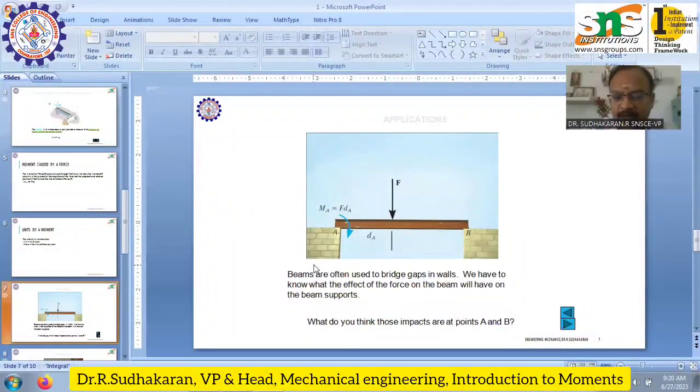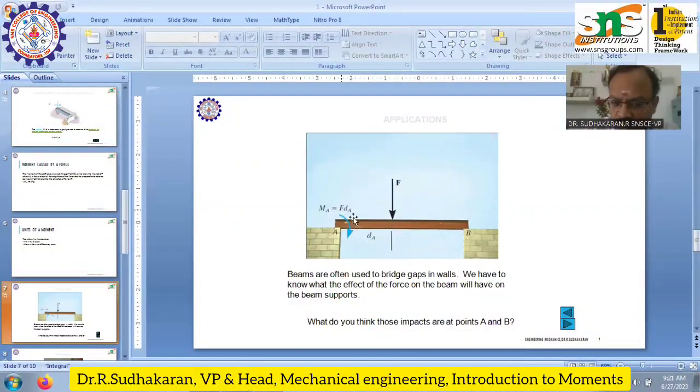Now we can see one more practical example here. A beam is placed between two walls A and B. Where does the application of moment play an important role? Now a force is applied vertically on the beam, and this force results in a moment. If you want to measure the moment about point A, naturally it is the magnitude of the force F times the perpendicular distance between the point A and the line of action of the force.